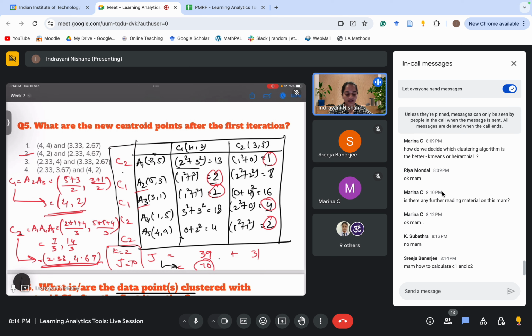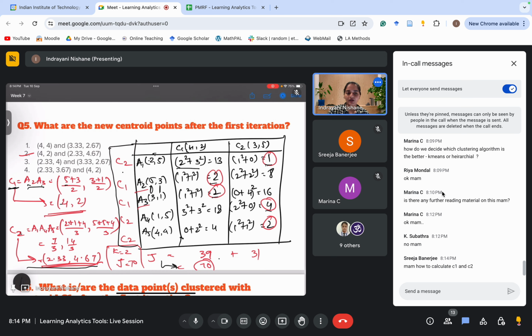So C1, C2 is nothing but the average. We are averaging the coordinates of the data points. It is clearly mentioned here that A2 and A3 are the data points which belong to cluster 1, or C1. So we calculate the new centroid by averaging A2 and A3. A2 is 5 comma 3 and A3 is 3 comma 1. Averaging 5 and 3, and 3 and 1, gives us 4 comma 2. Similarly, C2 is A1, A4, A5, so we are averaging the x coordinates and y coordinates. So these are the new centroids which we are getting.